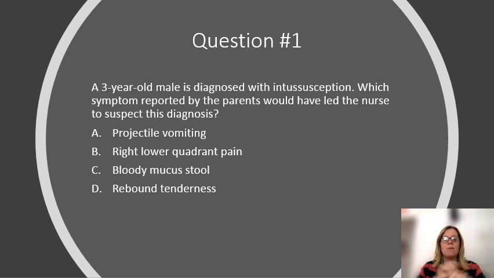Projectile vomiting, remember that's with the pyloric stenosis, right? Right lower quadrant pain, that's seen with your appendicitis, right? But C, the bloody mucousy stool, also known as the red currant jelly stool, is a classic sign of intussusception, right? The presence of blood with the mucus in the stool, in the bowel movements, as the digested food is blocked from advancing past the point where the bowel is telescoped. So that's why we see that bloody mucousy stool.